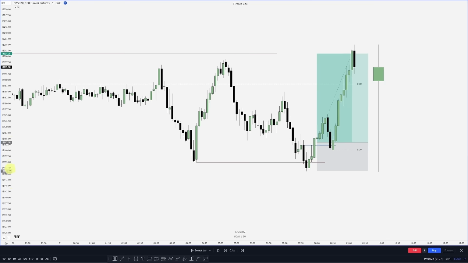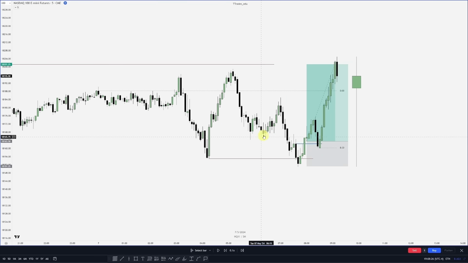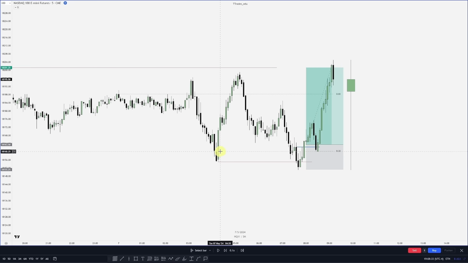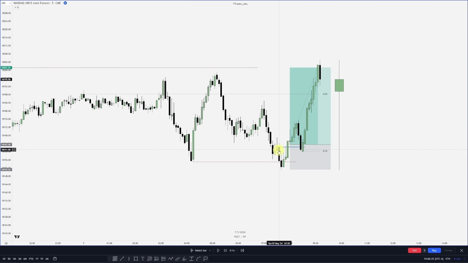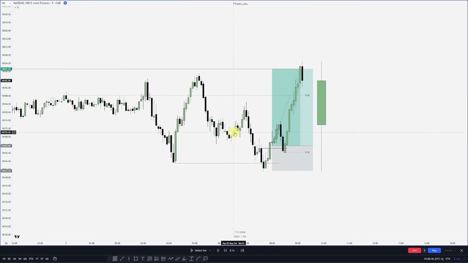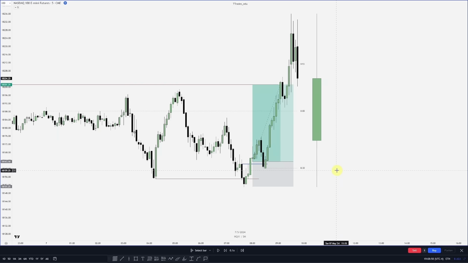So you can see London did not really do anything. We just take both sides of the range. It waits for the manipulation into the New York AM session. And this actually is forming the 4-hour power of 3 to go take out previous day's high. So if we go ahead and mark out the 4-hour candle here, you can see that this was the accumulation, manipulation, and then distribution for the power of 3. So you can see that there.